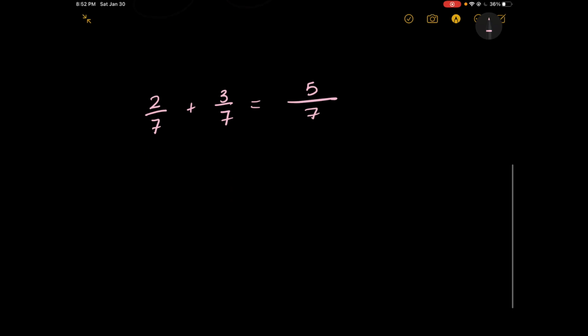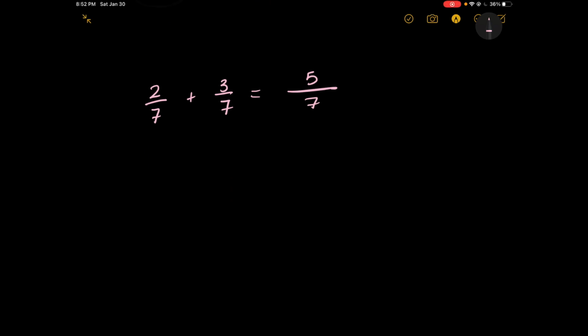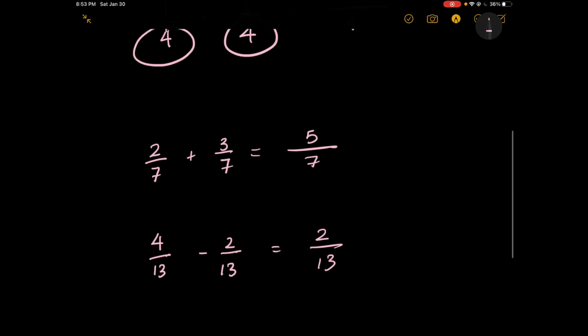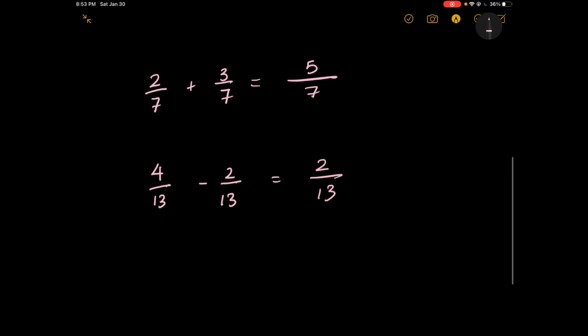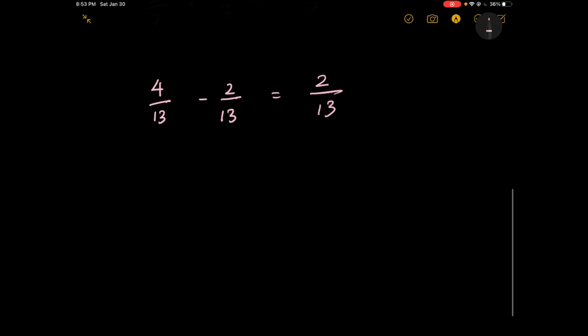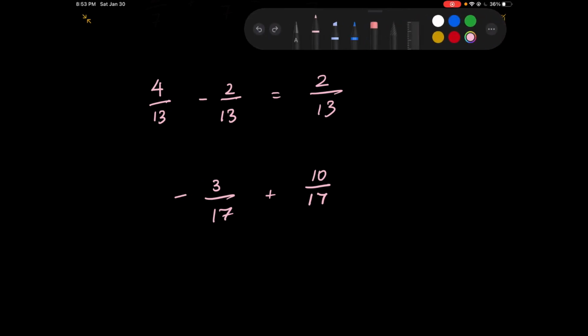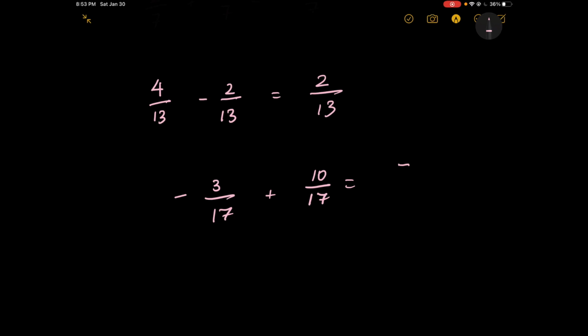The same thing applies with subtraction. If I wanted to do 4/13 minus 2/13, this is just going to be 2/13, because the common denominator is 13 and 4 minus 2 is 2. You can also apply this to negative fractions. Let's say you were doing -3 over 17 plus 10 over 17. In this case, you're adding -3/17, which is the equivalent of subtraction, and therefore you get 7 out of 17.